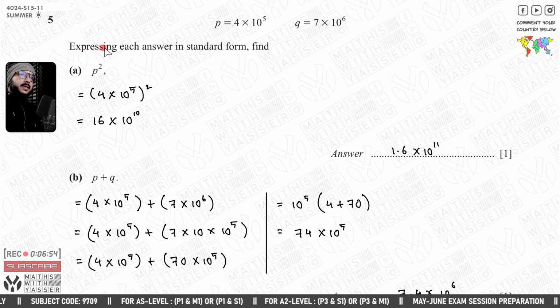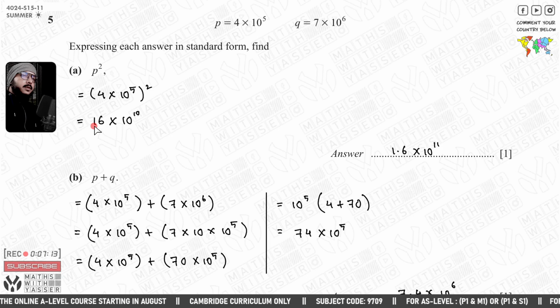So expressing each answer in standard form, we need to find P squared. So that means it will be 4 times 10 to the power 5, whole squared. So 4 squared is 16 and 5 twos are 10, so it is 10 to the power 10. And since we need to express it in standard form, this 16 will become 1.6 times 10 to the power 11.